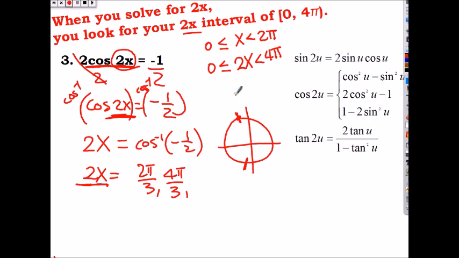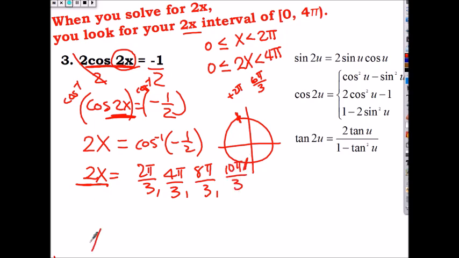So when you add 2 pi to 2 pi over 3, that's adding 6 pi over 3. So you get 8 pi over 3. And when you add 6 pi over 3 to 4 pi over 3 here, if you go around another 2 pi, it becomes 10 pi over 3. Then what do you do at the end?